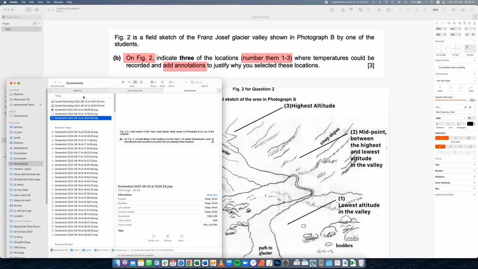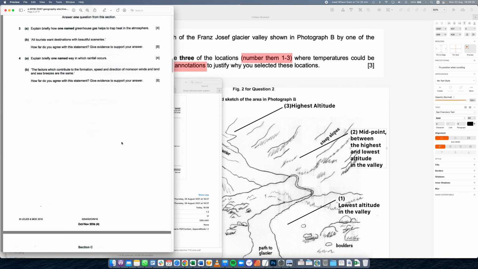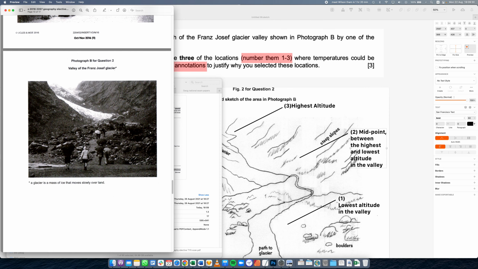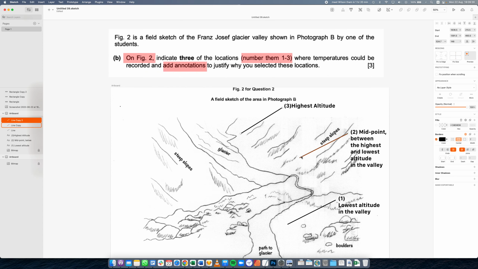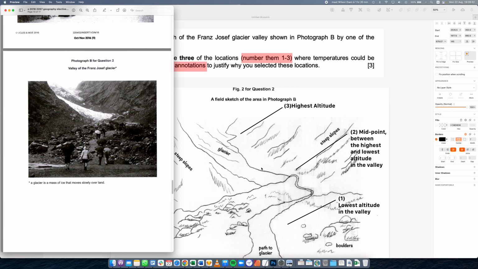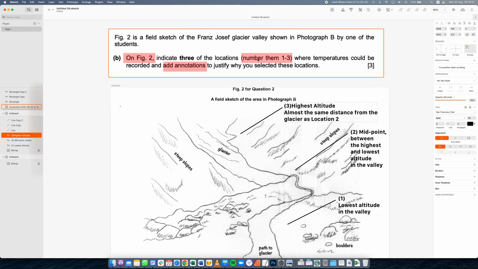I don't have it here. Geog Papers, O-Levels 2016. If you go back to the photograph, there's a glacier over here. So at the parts where there's glacier, try to be almost the same distance from the glacier, so that it will not be other factors that are influencing the temperature. If you can stretch your thinking further, you try to put that it's almost the same distance from the glacier as location 2. So we use the same words that are mentioned in the question here.